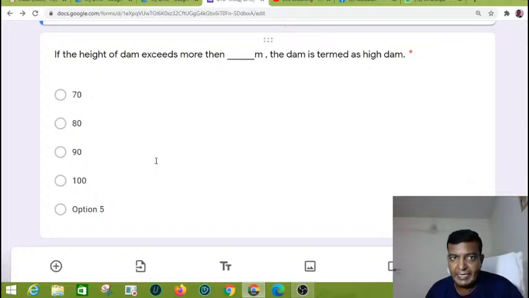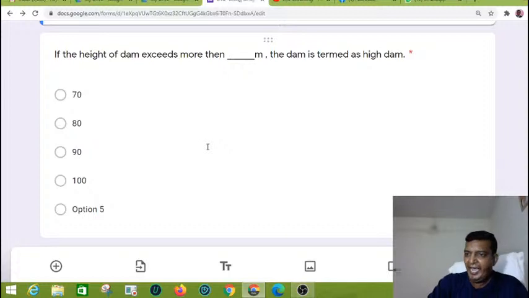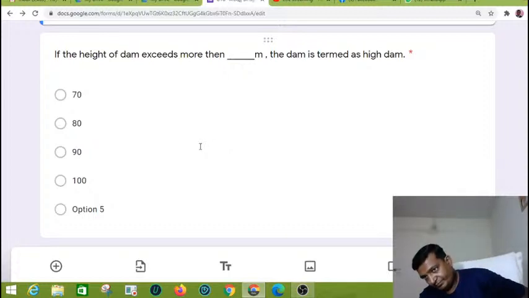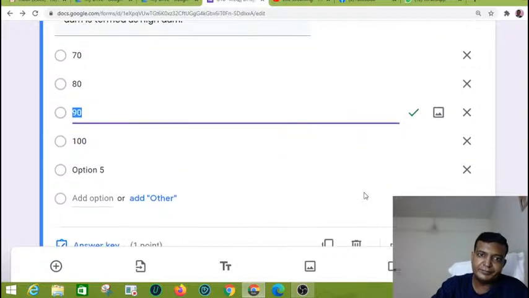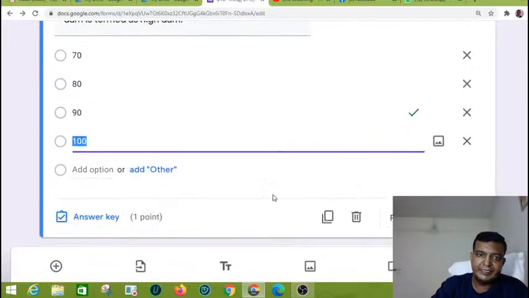If the height of the dam exceeds somewhat of meter, the dam is termed as high dam. 70, 80, 90, 100. Put up your answer. 90, yes, good. 90 is the right answer.